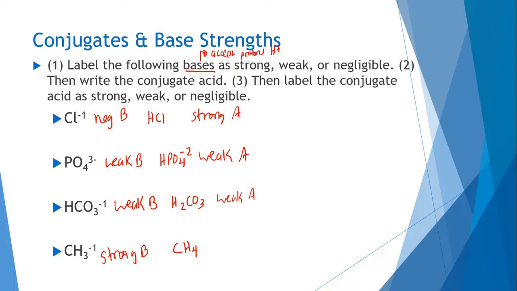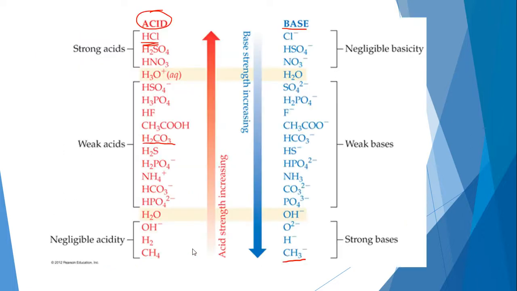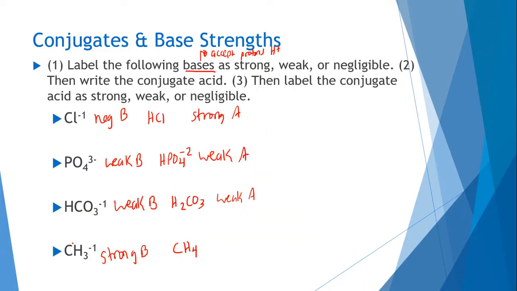And then over here, I have CH4. Now note that this was a strong base. So think about the little tips and tricks we've learned. CH4 is going to be the opposite. So instead of being a strong acid, we look up at our chart, CH4 is actually a negligible acid. So negligible acid.